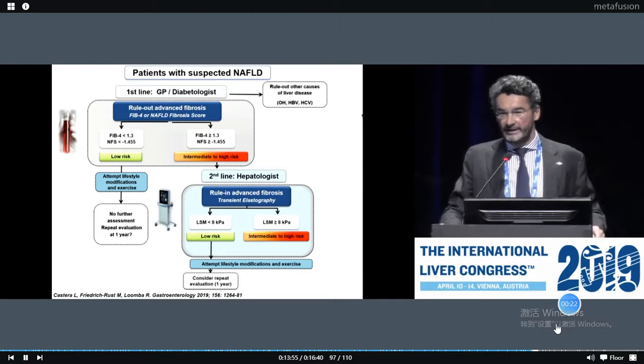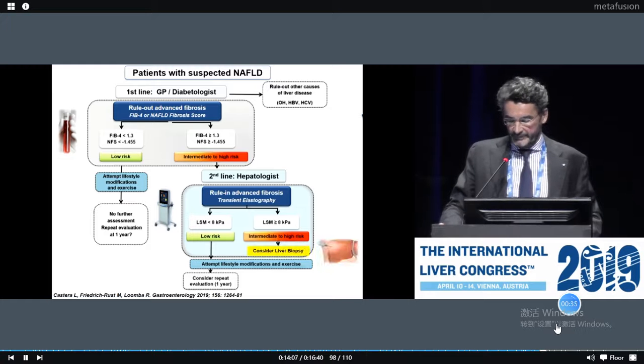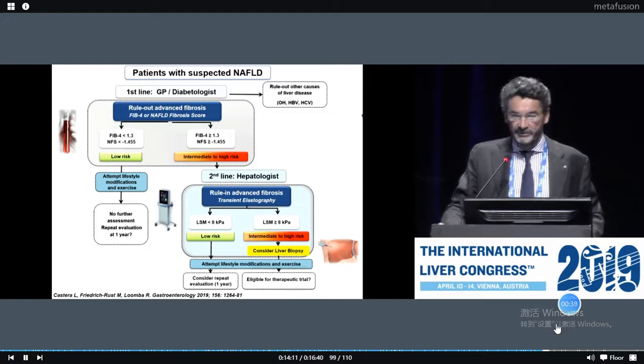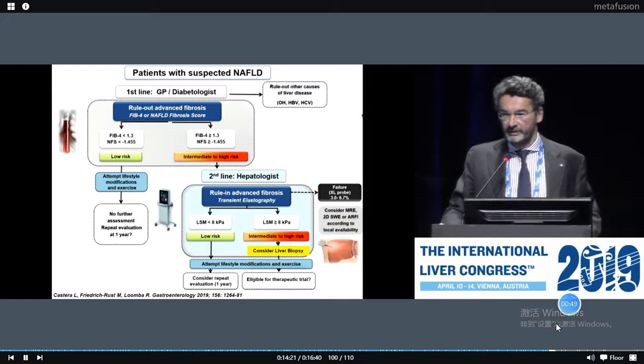If you're above 8, you are intermediate to high risk, and then you need to decide whether you're going to take a liver biopsy or not, according to the cutoff, and screen for portal hypertension if you suspect cirrhosis. Then, of course, now we are performing a lot of liver biopsy because there are trials to propose to the patient, and that makes a difference. In case of failure, which I mentioned is around 7% of cases, you might consider an alternative technique according to local availability.